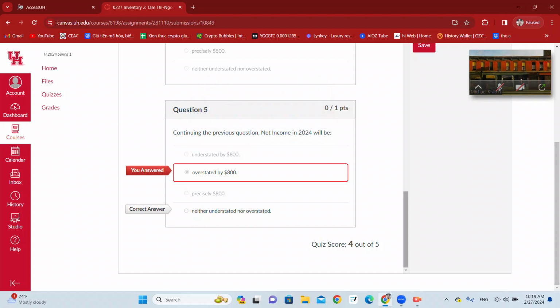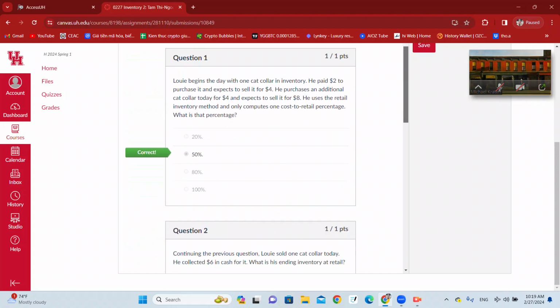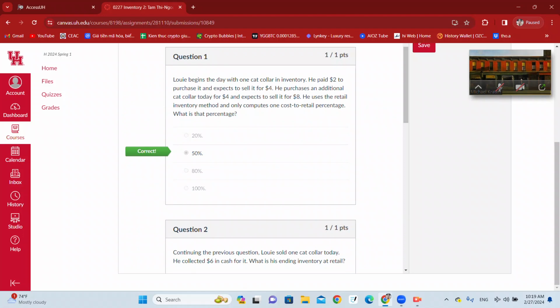What I purchased during the day is goods available for sale during the day. In terms of my cost, I spent $2 for what I began the day with. I spent $4 for what I bought today. So my goods available for sale at cost, 2 plus 4 equals 6.